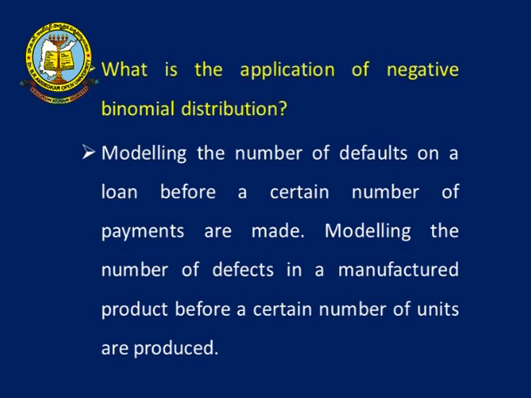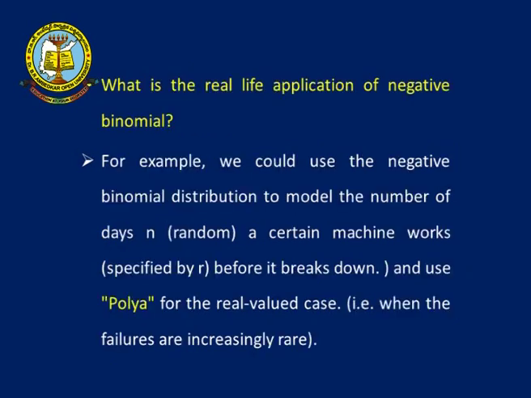So what is the application of the negative binomial distribution? Why do we use it? In modeling the number of defaults on a loan before a certain number of payments are made. We also use it in modeling the number of defects in manufactured products before a certain number of units are produced.